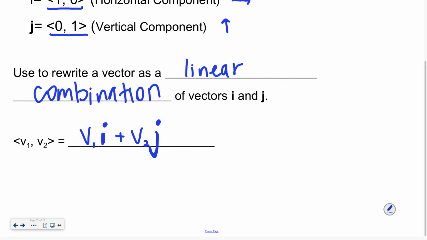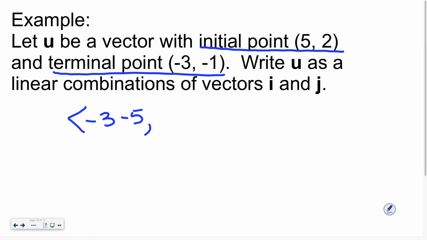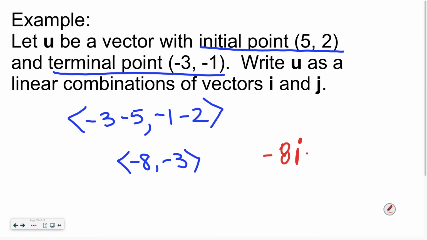So let's go off to the right and look at that example here. We have an initial point at 5, 2, and a terminal point at -3, -1. Putting this into component form, we take terminal minus initial, terminal minus initial. So is everyone in agreement that this is the vector -8, -3? Well, in linear combination form, we would write negative 8I minus 3J.